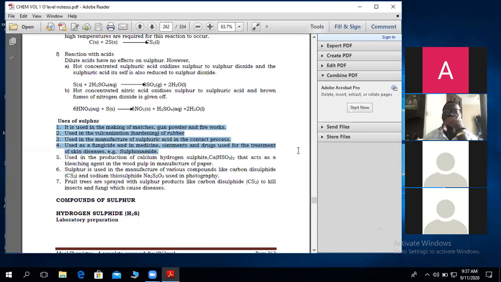We are going to stop here for today. I will allow you to go through the notes. Those who are copying, you copy up to here. Then next time we begin with compounds of sulfur. This has been an introduction. So let us stop here.